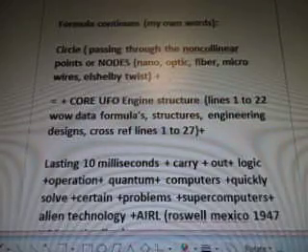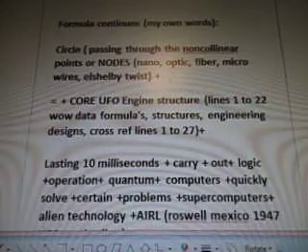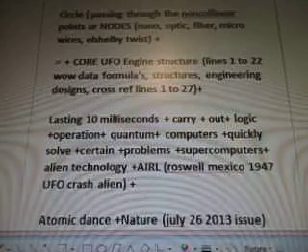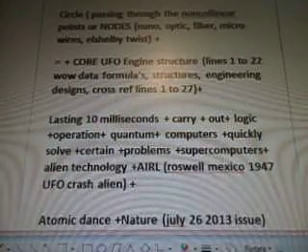Circle passing through the non-collinear points are nodes, nano-optic, fiber, microwires, a Shelby twist, plus the core equals and plus the core equals and plus the core UFO engine structure, lines 1 to 22, WOW data formulas, structure, engineering, designs, cross-reference lines 1 to 27.